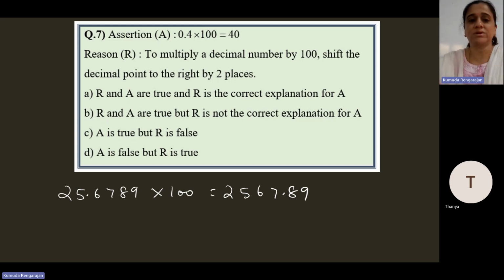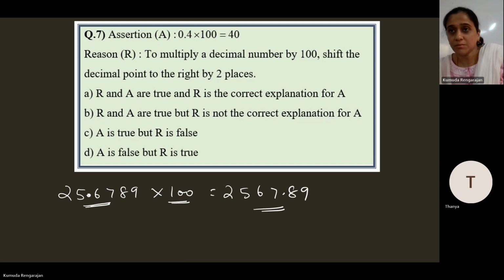In the reason we have the statement: to multiply a decimal number by 100, shift the decimal point to the right by 2 places. I've taken an example. This is the decimal number and we are multiplying by 100. So shift the decimal point to the right by 2 places, like 1, 2. Is this answer correct? Okay, this is correct.